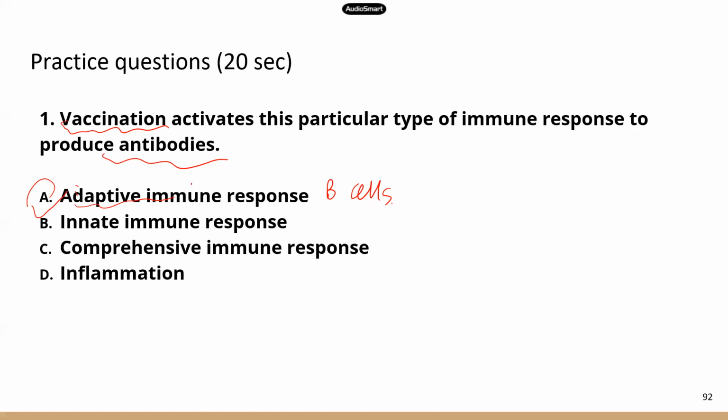All right, C, comprehensive. I haven't really seen this term anywhere, so they just made up something to trick you. Inflammation does not involve any antibodies. It involves some substances that can induce this inflammation process, like histamine. It also involves certain immune cells, like macrophages and phagocytes transformed from neutrophils.